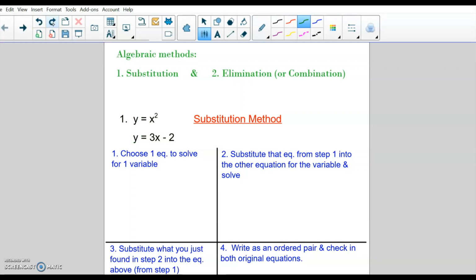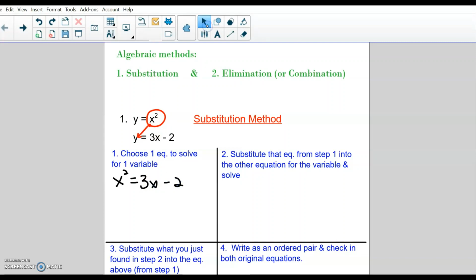So what we can do in our substitution is take the x squared and substitute it in for the y. So our new equation would look like this: x squared equals 3x minus 2. Actually, you know what? That should actually be over here. The actual substituting is what you see in red right there. Once we substitute that equation from step 1 into the other equation, it looks like what we have here in step 2. And now we will solve this.